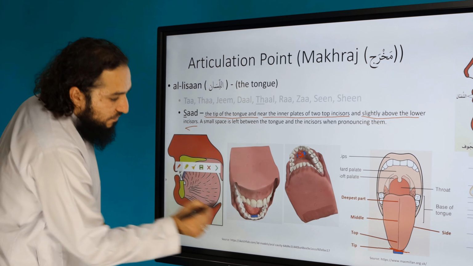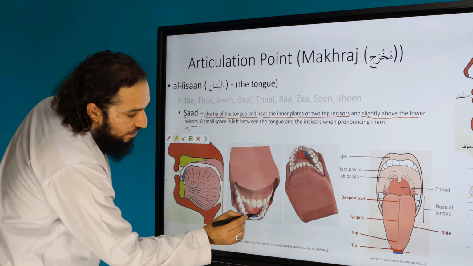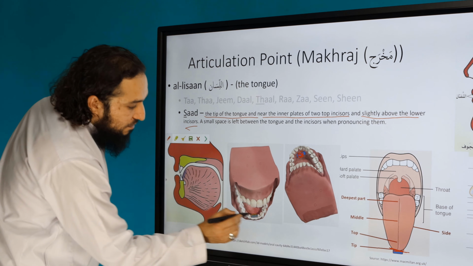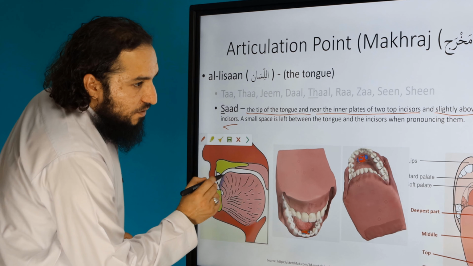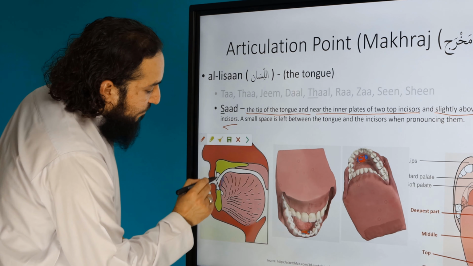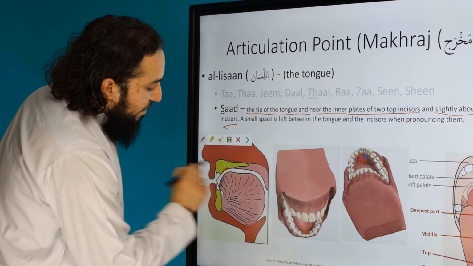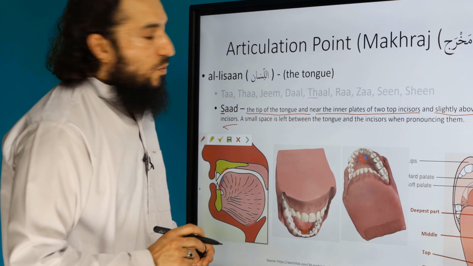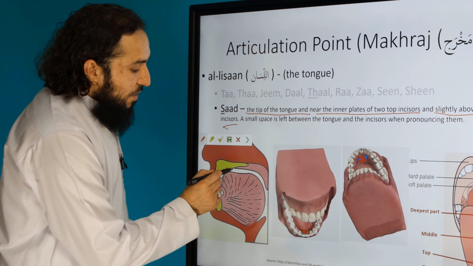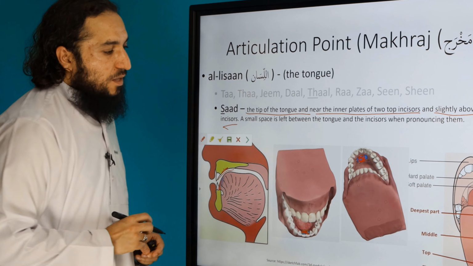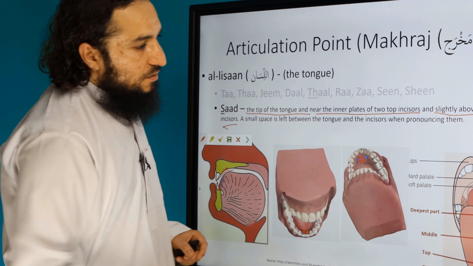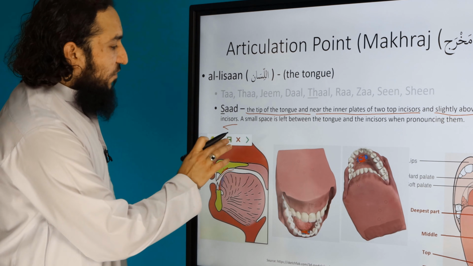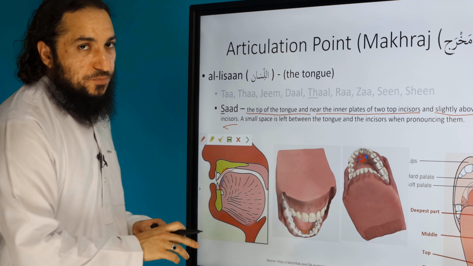Okay, slightly above the lower incisors. See here. So the first one is the tip of the tongue here, near the inner plates here, and this one is slightly above the lower incisors. So a small space is left when we are pronouncing it. Okay, so there's all the three different points of explaining the articulation point for Saad.